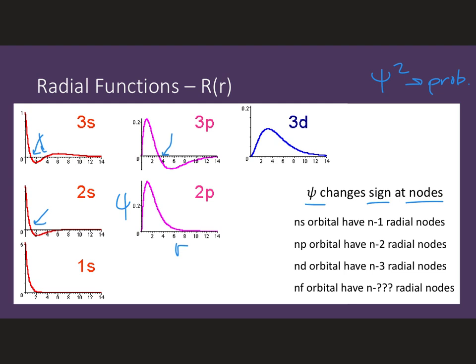So for example, we find out the ns orbitals have n-1 nodes in our radial wave function. np have n-2, and nd we would find out has n-3. So if I look up here, I've got a 3d, so I've got 3 minus 3, which equals 0. And if I look in here, there's no place where I see a change of sign. So that all checks out. What I'm not showing here is the f orbitals.